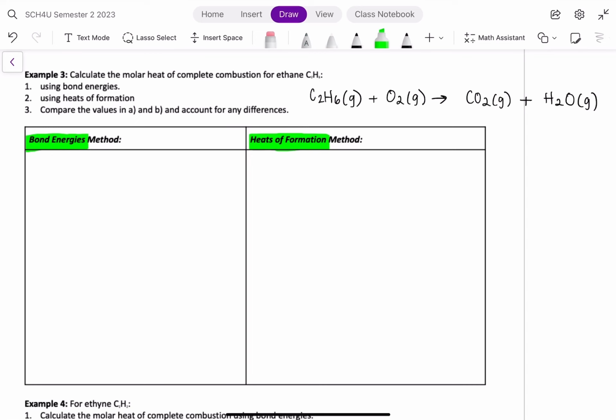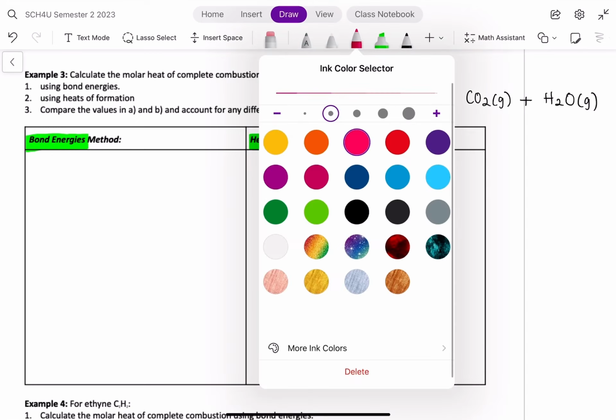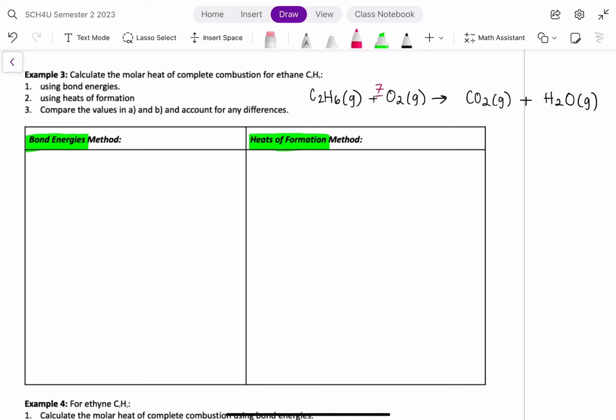The first thing we need to do is balance the reaction. When you balance the reaction, you will see that there are 7/2 oxygens, 1 ethane molecule, 2 carbon dioxide molecules, and 3 water vapor molecules.